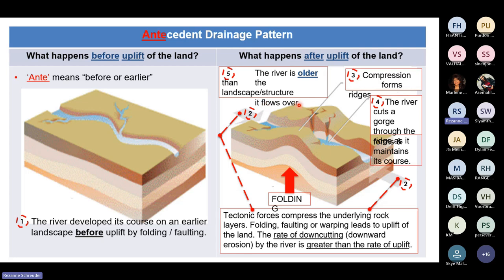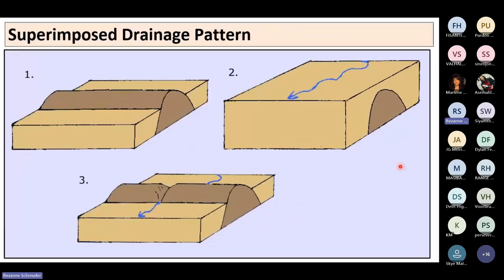Right, so very important, ante, it means the river was there, and then while the river was flowing there, your uplift, your folding, and your faulting occurred. Right, now you have your superimposed drainage pattern.